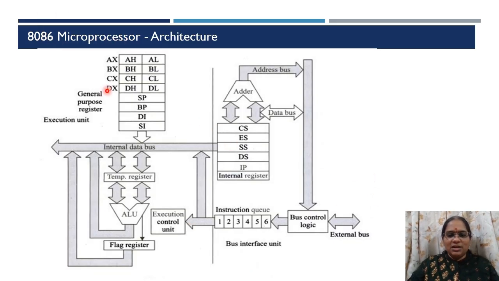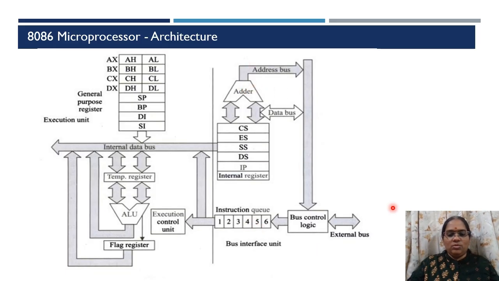As we have seen in the earlier slides, we have 14 registers. This is the way in which the 14 registers are accommodated and configured. We have AX, BX, CX, DX. These are all general purpose registers. Then pointer registers: stack pointer, base pointer, source index, destination index. And then we have 4 segment registers: code, extra, stack, data, and the instruction pointer. Some internal registers are available, and then a temporary register for temporary storage, and the ALU for arithmetic logic execution. The result of any execution will be reflected in the flag register, and we have an instruction queue available. This is used for your pipelining process.